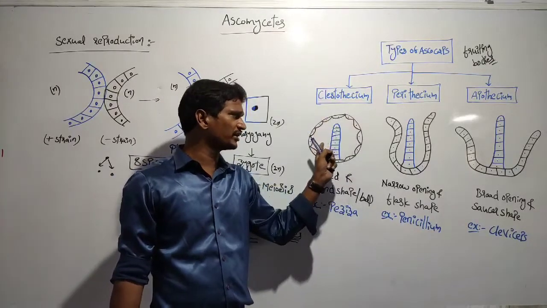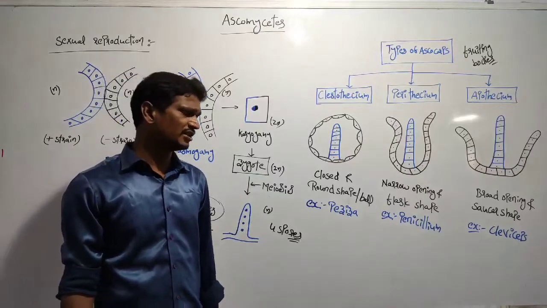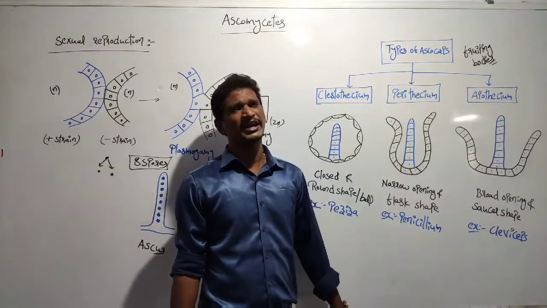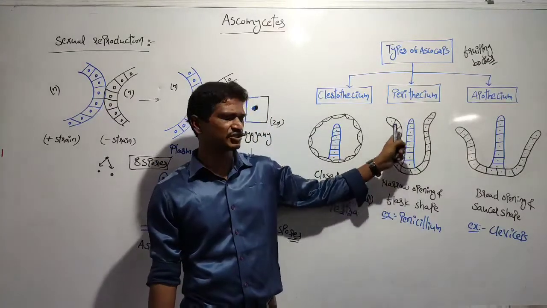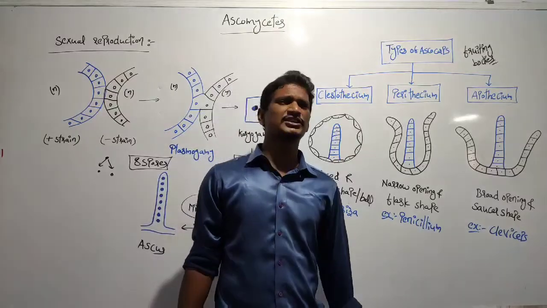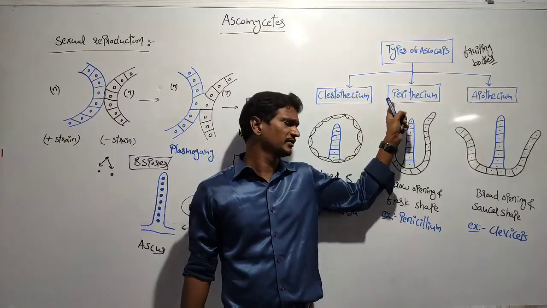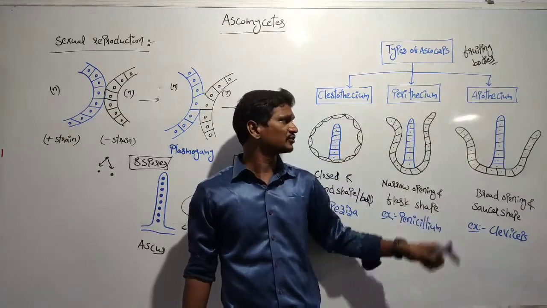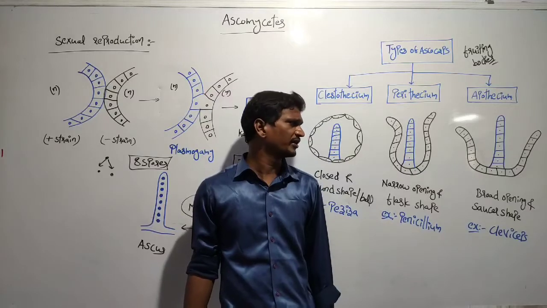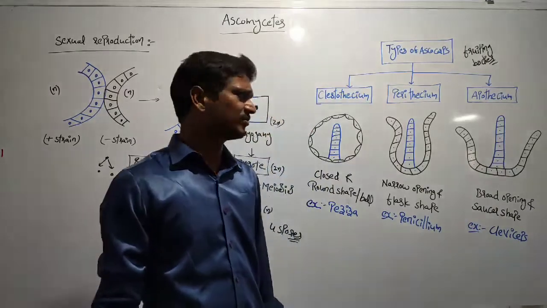This is a closed structure with no opening. In the middle region, the ascus is present. Here the example is Eurotium. Coming to the next one, a very narrow opening is present in the mycelium, and the shape is flask shaped. This is called perithecium. Perithecium is flask shaped, and an example is Penicillium. And the last one is apothecium, the structure having a broad opening. It forms a saucer-shaped structure. An example is Claviceps.